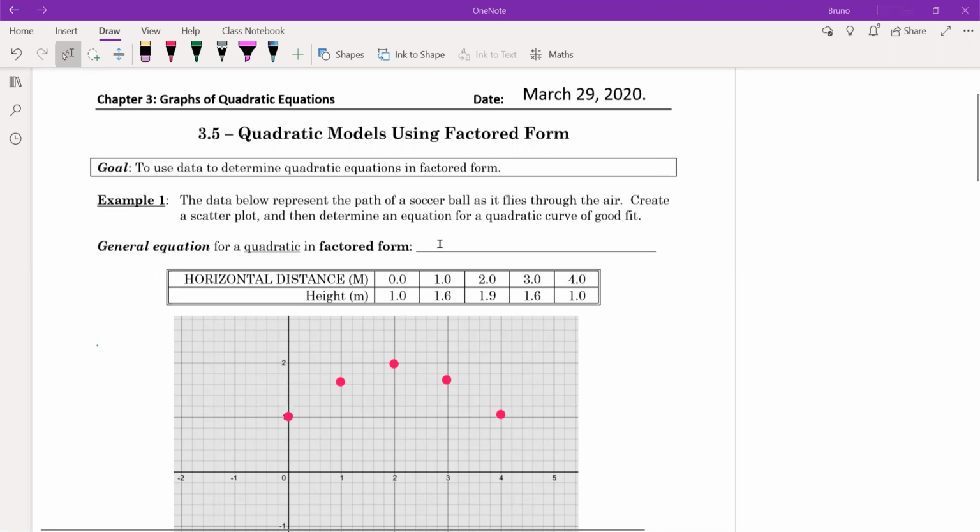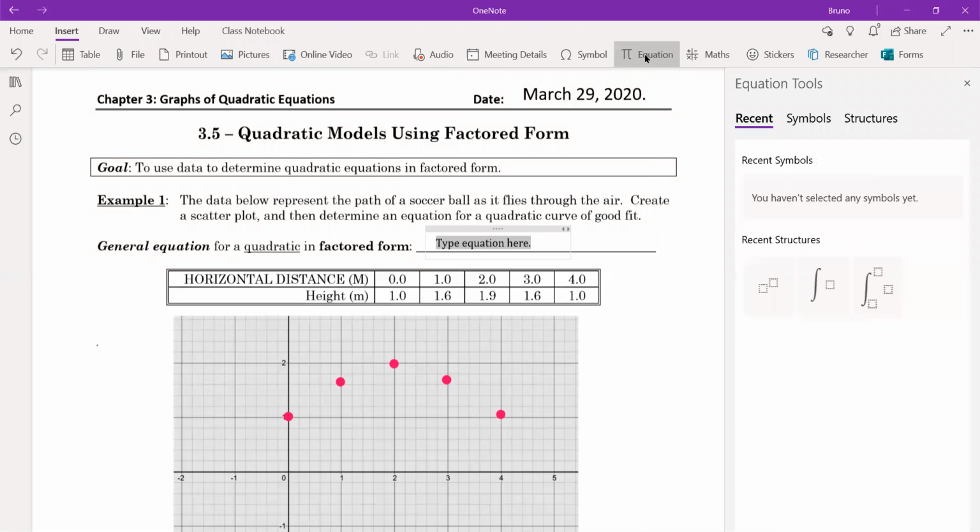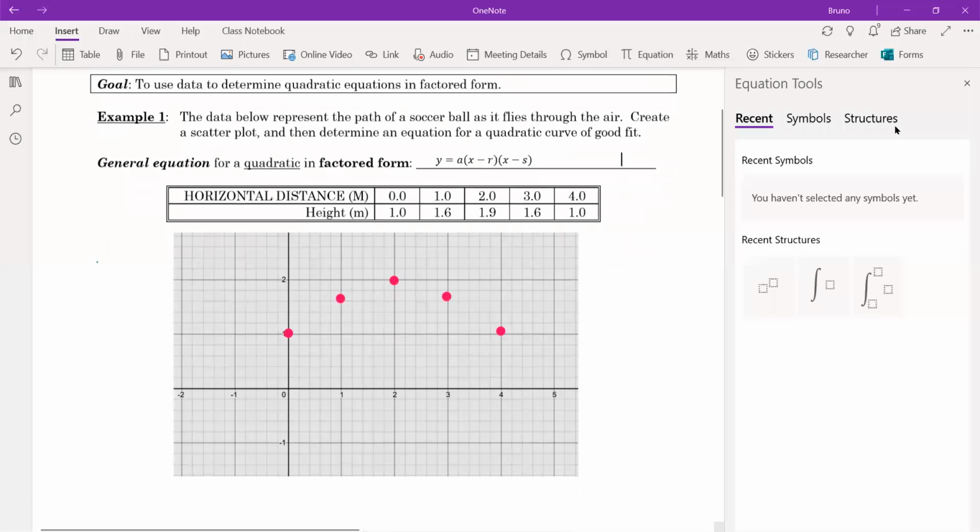quadratic, which I'm going to go ahead and type just as a reminder so that you remember what it looks like. We'll insert the equation that represents factored form, which you should remember is y equals a, that's the lead coefficient that we talked about, times x minus r, which is one of your zeros, and then x minus s, which is another zero. So that's the general form for a quadratic in factored form.